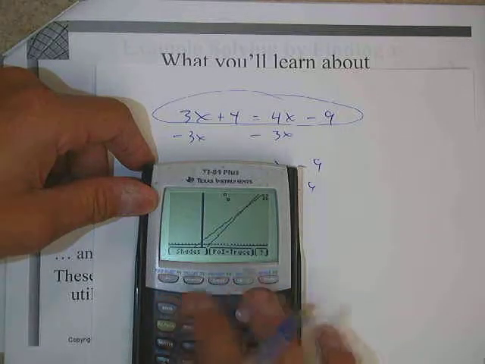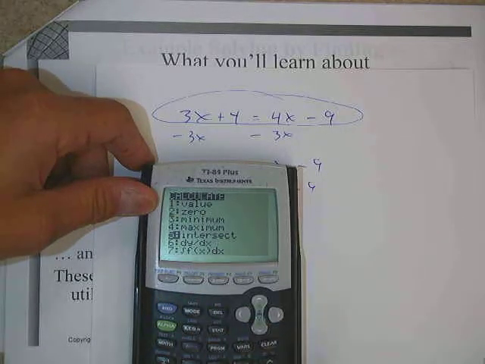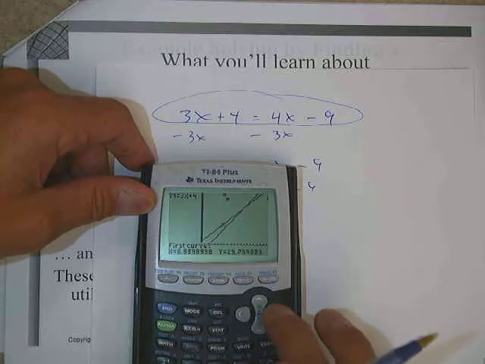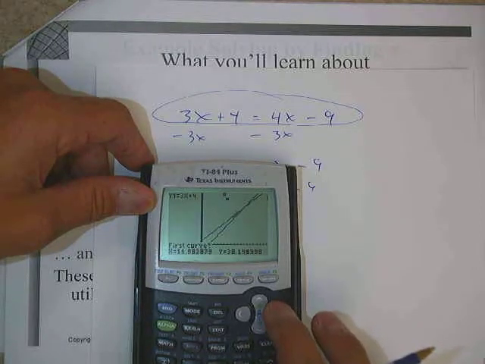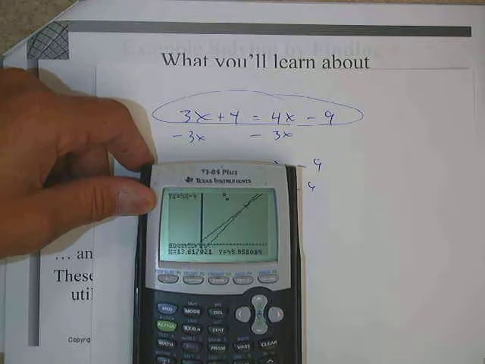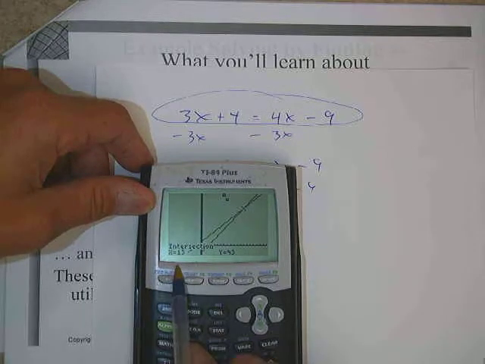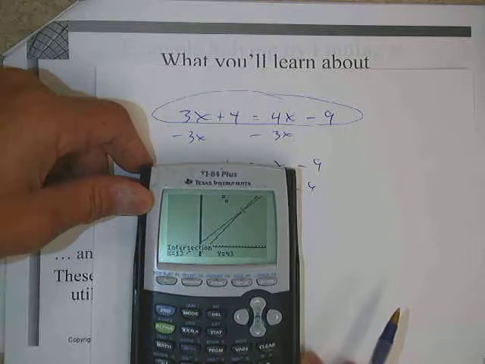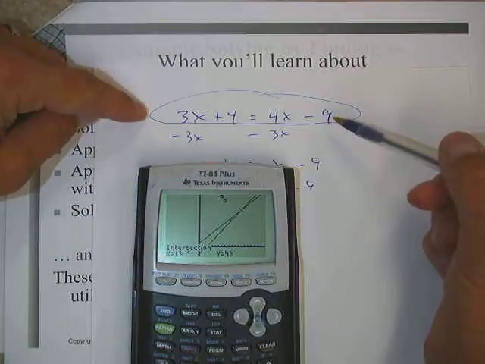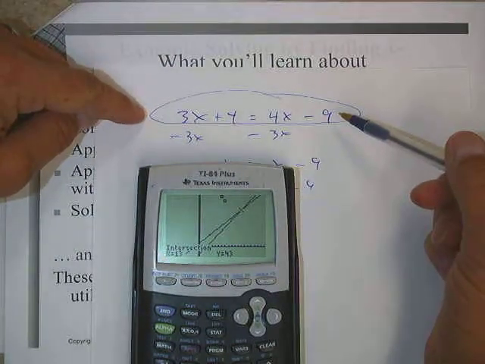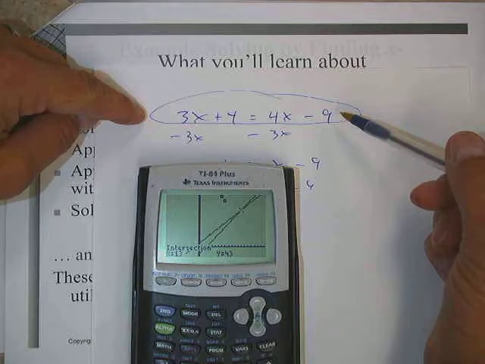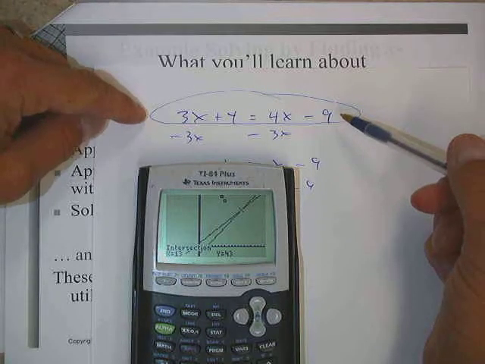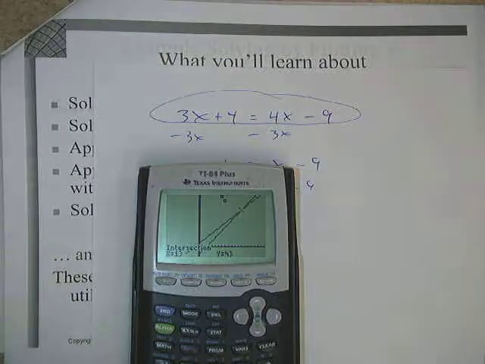So if we just do our calc button, which is above your trace, second calc, intersect, and then move the cursor over by the intersection point and hit enter 3 times, we can see what the answer is, 13, and the y-coordinate of that point is 43. However, do we really want to know anything about a y here in this case? All we're after here is what x will make this sentence true.